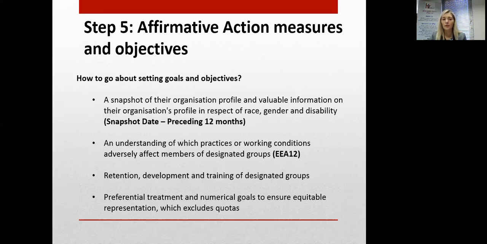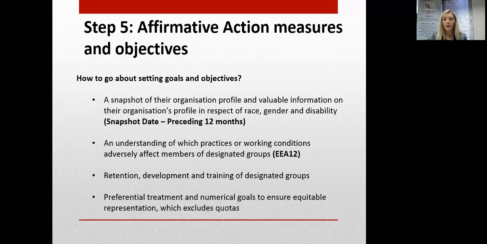When we talk about affirmative action measures, which is step 5, the first thing people think of is strike action. And affirmative action is actually just positive action. So when we look at this, we need to set your goals and your objectives for employment equity. We take a snapshot of your organizational profile of how many employees you have, which includes their race, their gender, and disability. So the snapshot date is the preceding 12 months. We always work on a 12-month basis because you have your quarterly meetings as well.